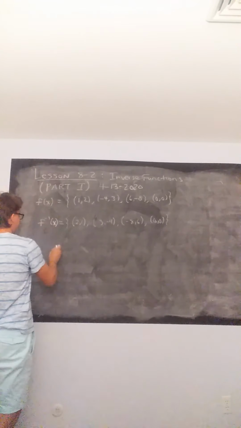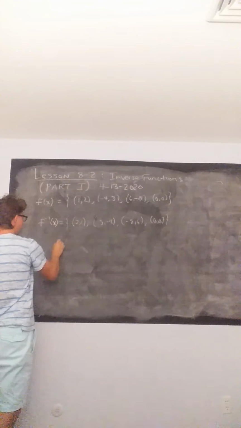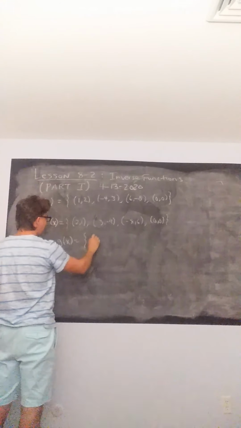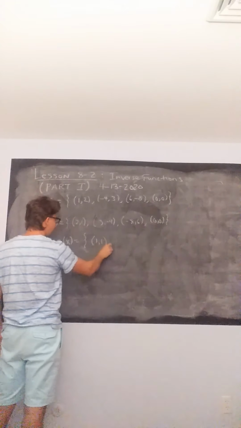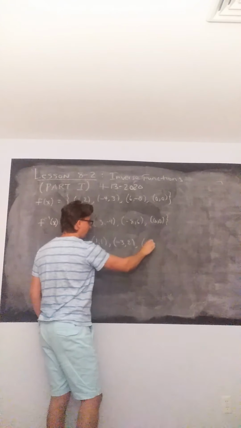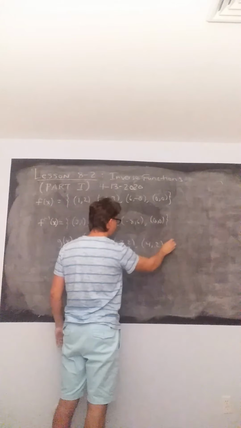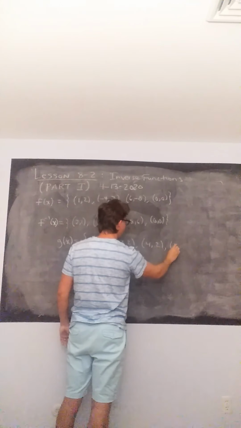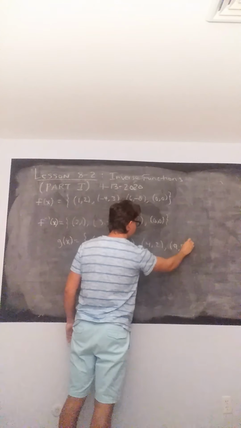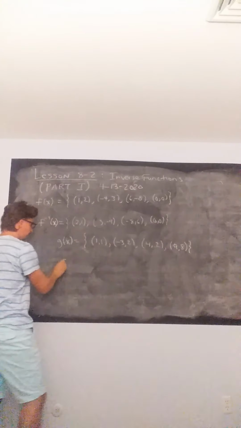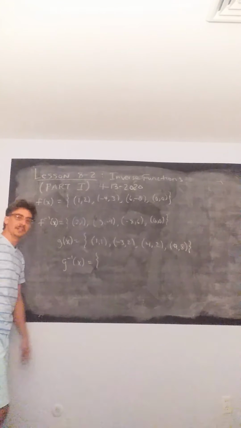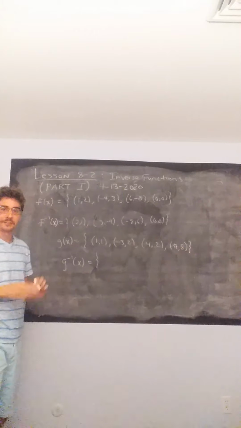So I'm going to give you guys a function here. We'll call it g. So let's have g of x be the set of ordered pairs (1, 1), (-3, 2), (4, 2), and let's say (9, 8). Can you find g inverse? What would g inverse be? I'll give you a second to think about that.